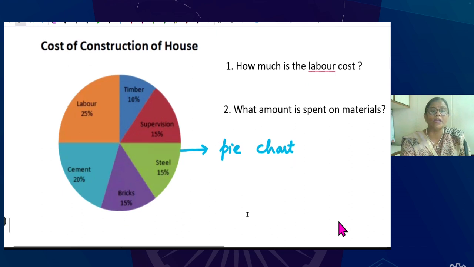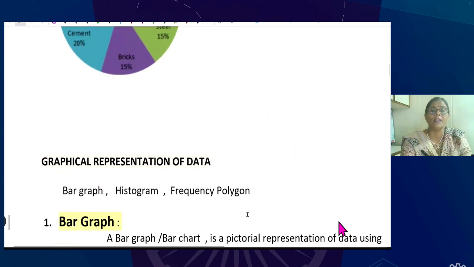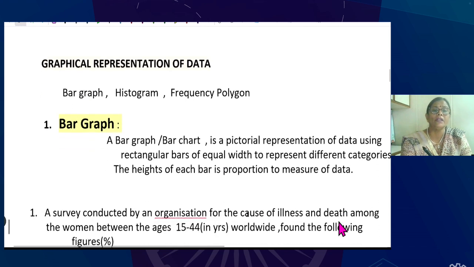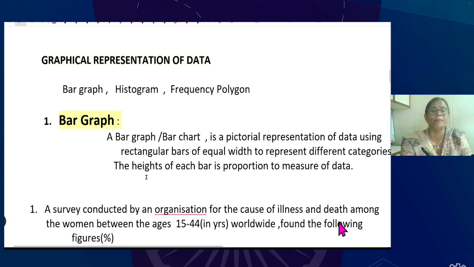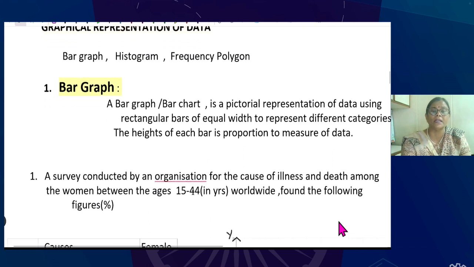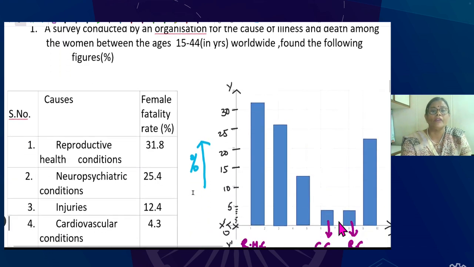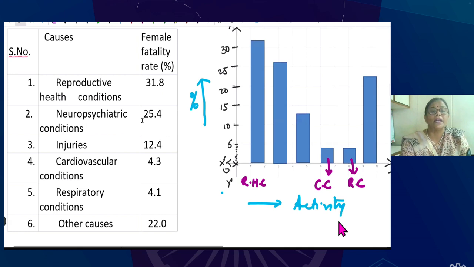So we had the pictorial representation. Now we have the graphical representation of data. In the graphical representation, the first one is the bar graph. Again, the bar graph we discussed in the last class. Till now we had discussed different activities or reasons, and statistics based on them. So this was information regarding the illness of women. There were different reasons for the women to get sick, and those reasons are given in percentage. So that is the representation we have here, which is known as a bar graph.